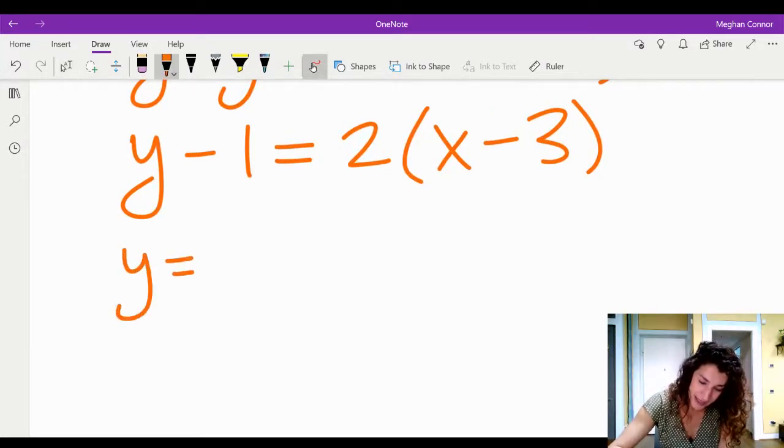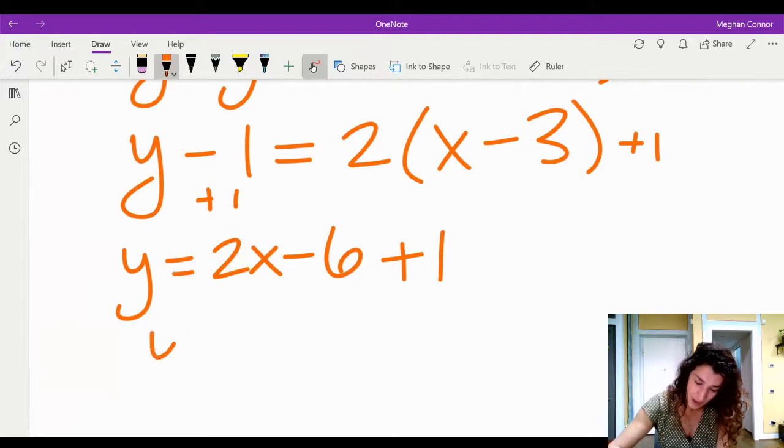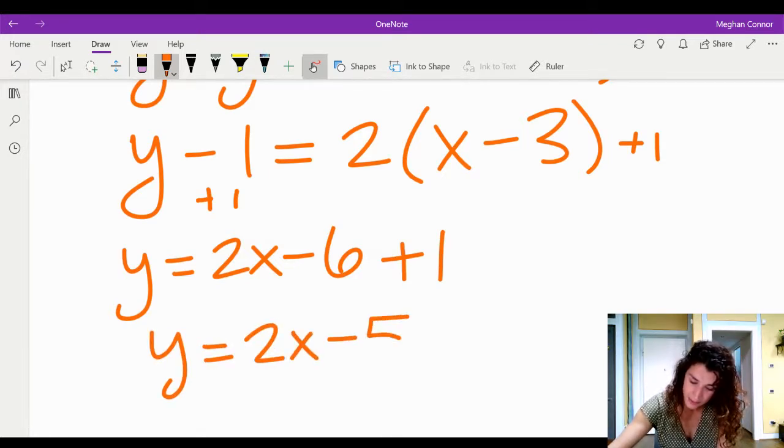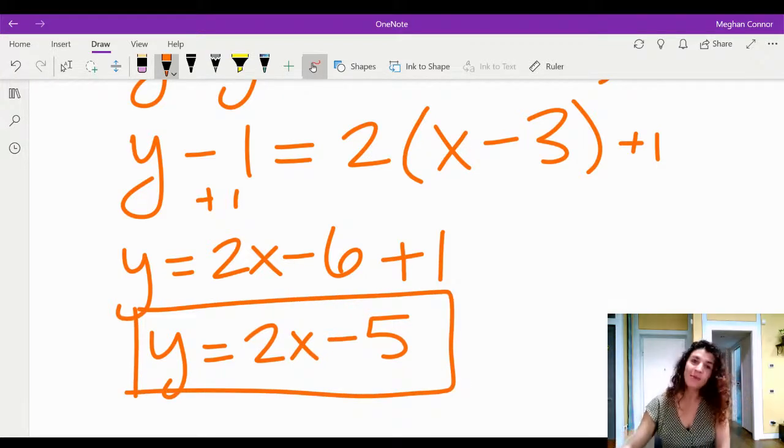So y equals 2x minus 6. I'm going to add 1. So I distributed the 2 to both of those pieces. And now I'm going to also add the 1 to both sides. Y equals 2x, and then minus 6 plus 1 is minus 5. And that's the equation of my perpendicular bisector.